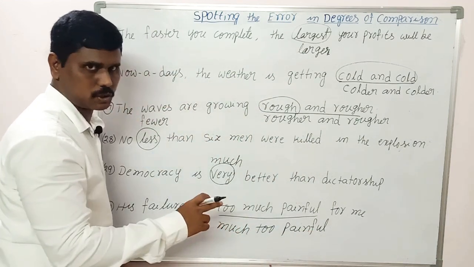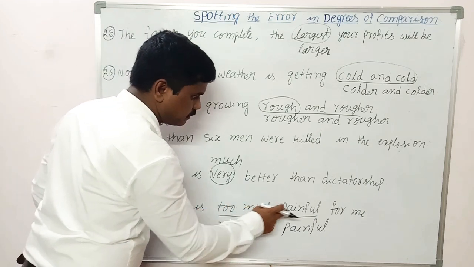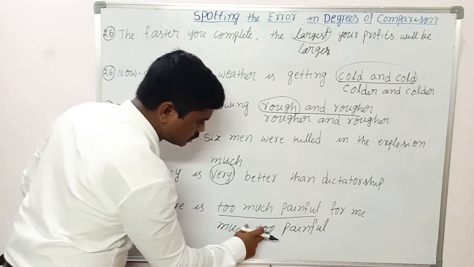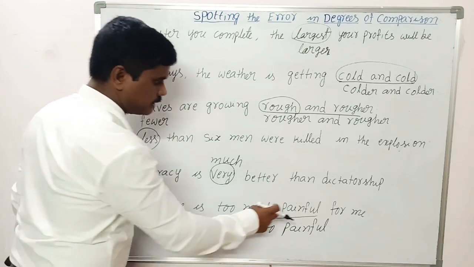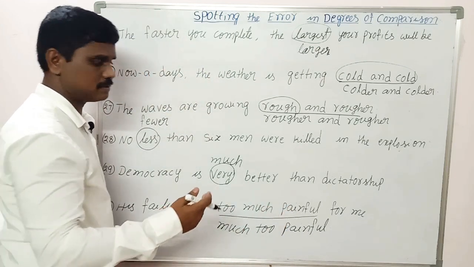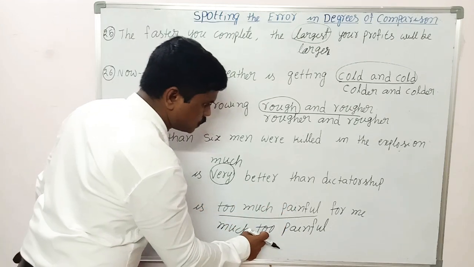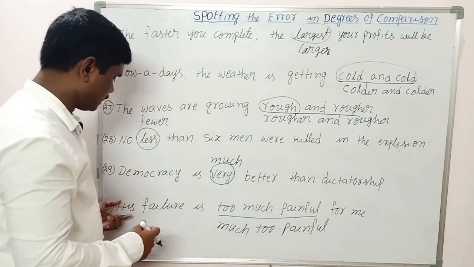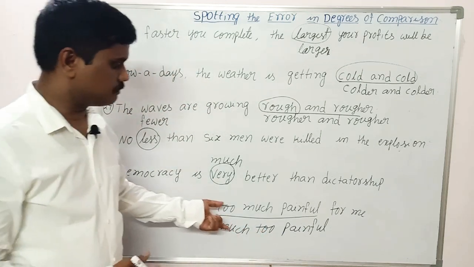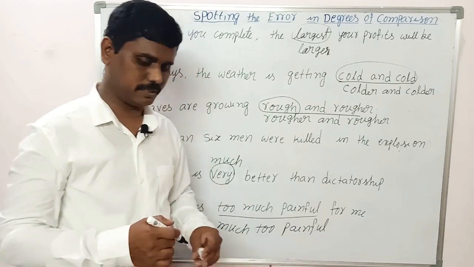Too much or much too. We use too much before a noun. We use much too before an adjective. Here painful is an adjective. That is why we use much too. I think you understood. The correct answer is his failure is much too painful for me.